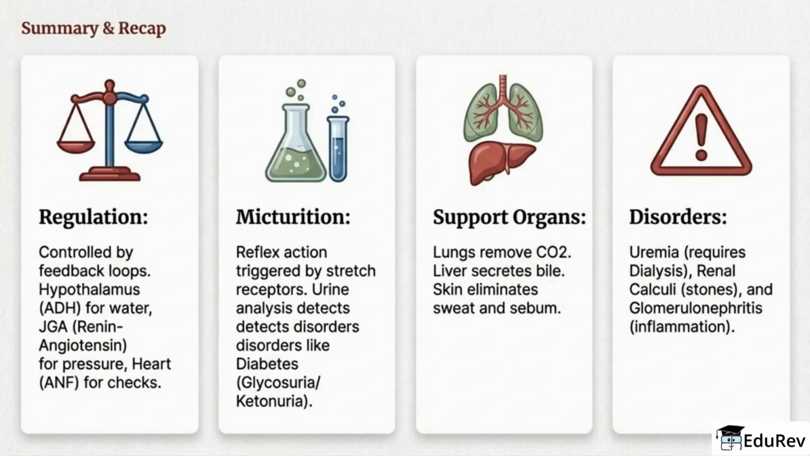To recap, kidney function is maintained by coordinated feedback systems: the hypothalamus and ADH for water balance, the JGA and renin-angiotensin-aldosterone pathway for pressure and sodium balance, and cardiac ANF to check excess volume. Micturition is a reflex triggered by bladder stretch. Urine testing helps diagnose metabolic disease like diabetes, and other organs such as lungs, liver, and skin share the excretory workload. Major disorders include uremia, renal calculi, and glomerulonephritis, and treatments range from dialysis to transplantation depending on severity.